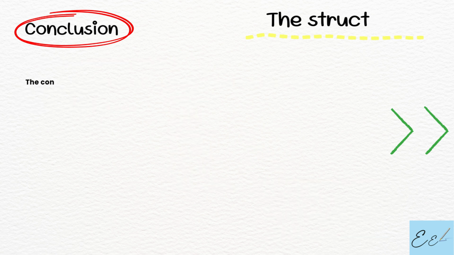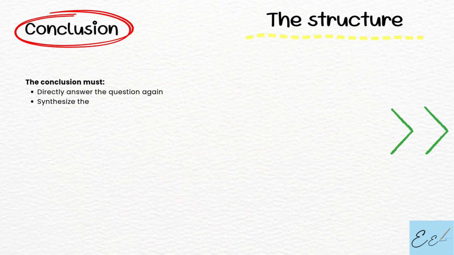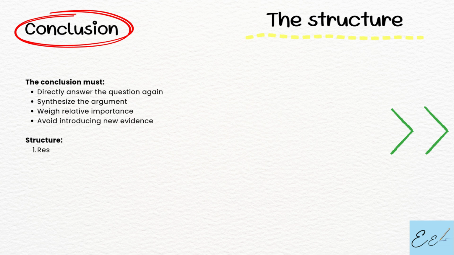Then when we look at your conclusion, it is very concise. It should mirror in some way the introduction. It needs to directly answer the question again. It should synthesize the argument that you have created throughout your essay, and it should weigh the relative importance of the different points that you have made, but it does not need a lot of detail. You need to avoid introducing new evidence or new ideas in the conclusion.